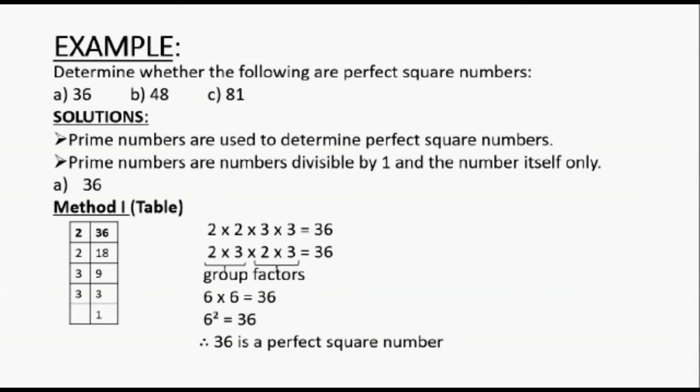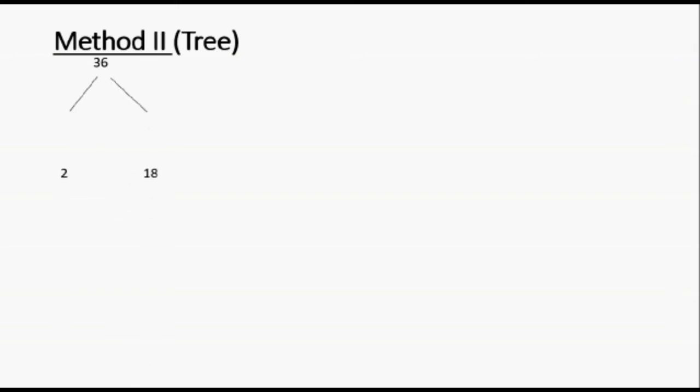Let's go to the second method. The second method is known as the tree method. So we'll start with 36. We'll still use prime numbers. The first prime number we are going to use is 2. So we are saying 2 into 36 will give us 18.